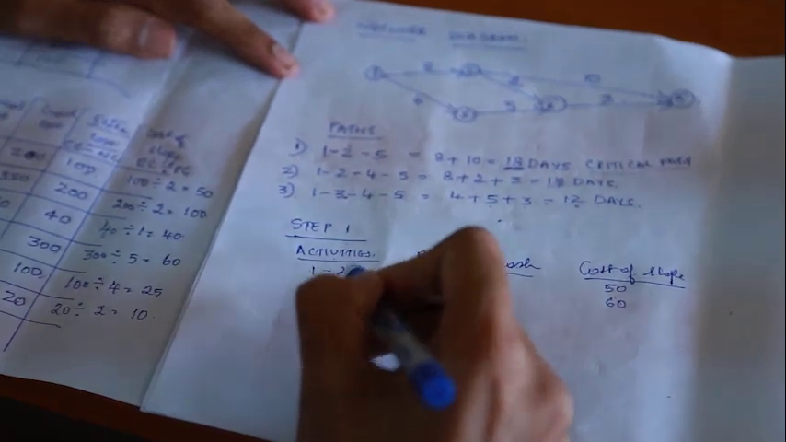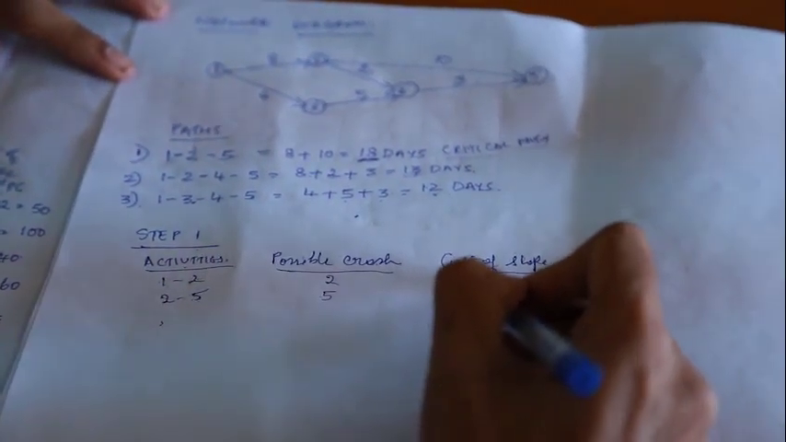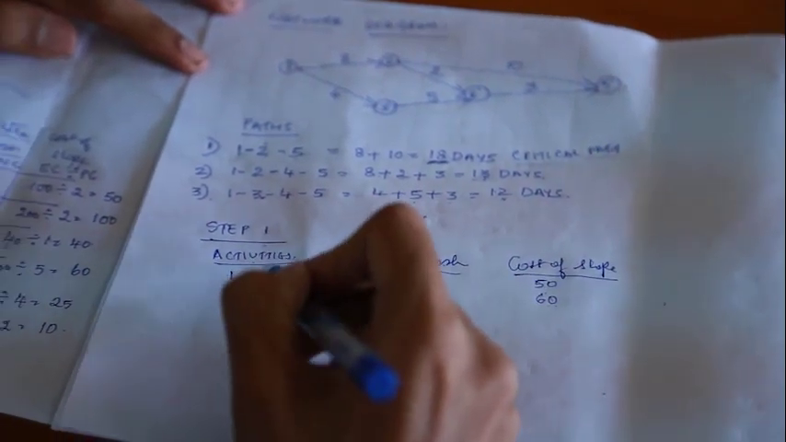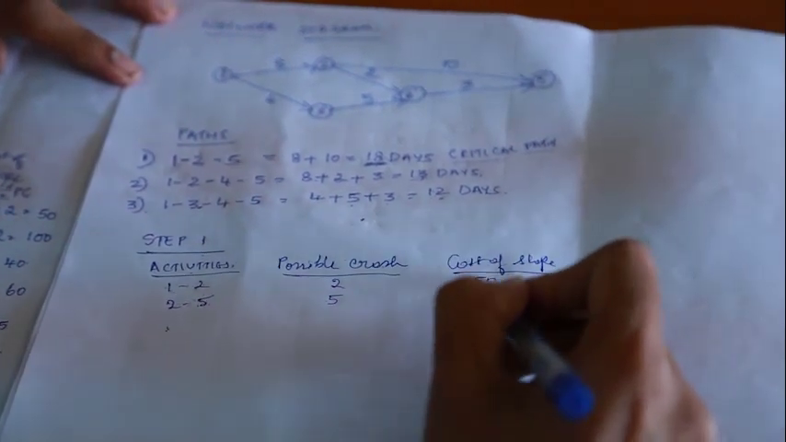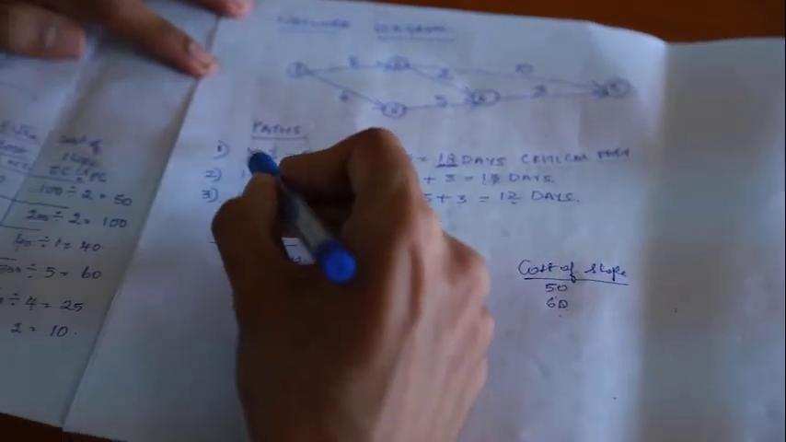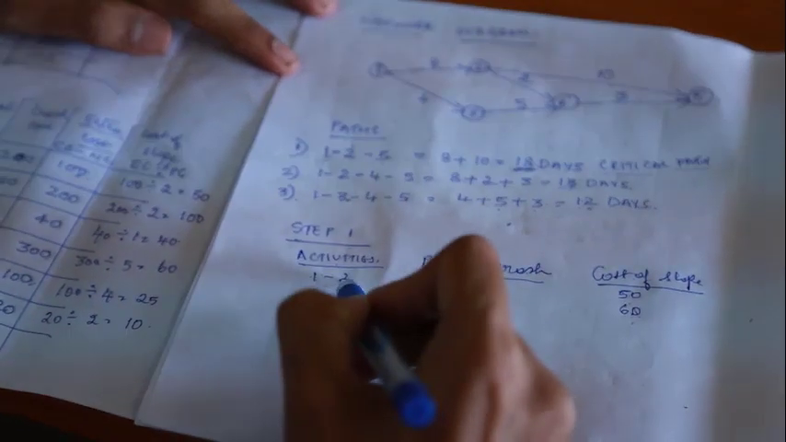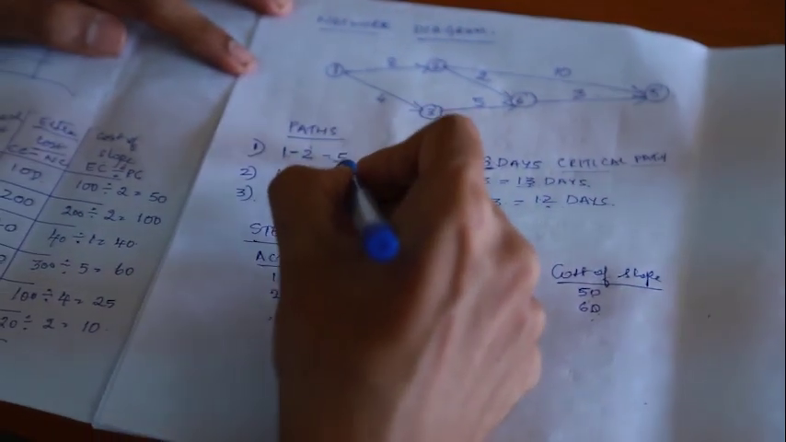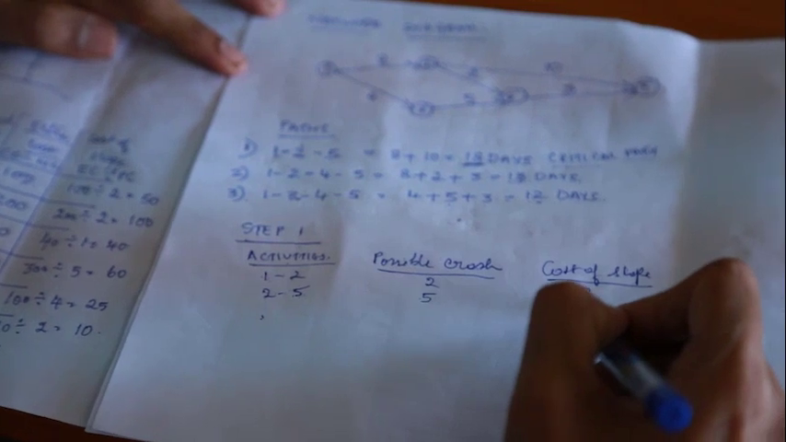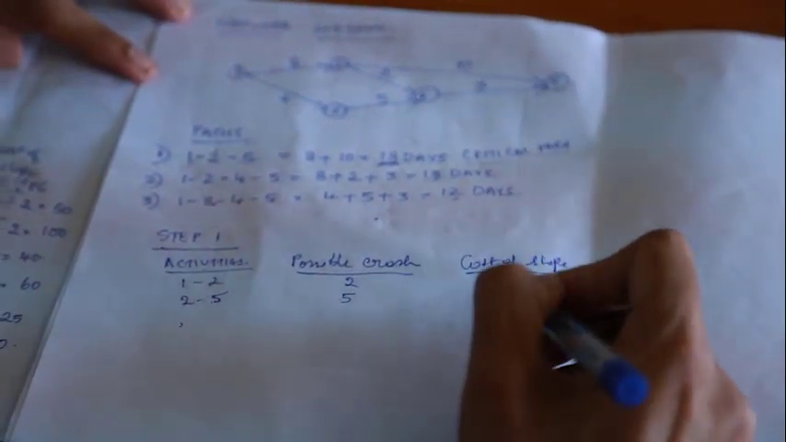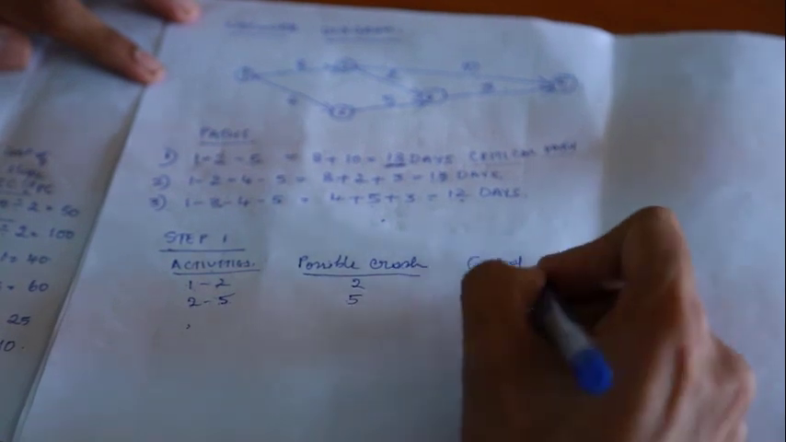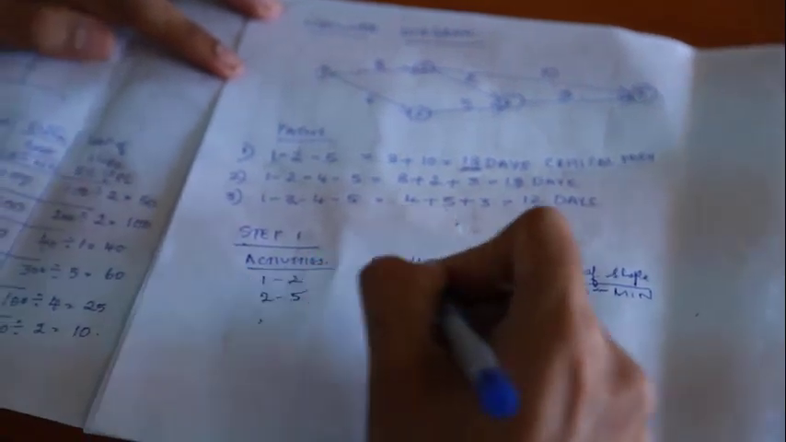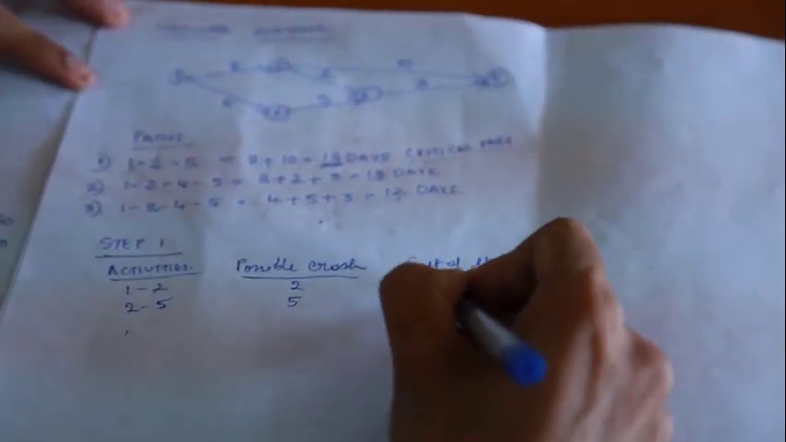I have to see the cost slope. For activity 1 to 2 it is 50 and for activity 2 to 5 it is 60. I have to select the activity which has the least cost slope. Activity 1 to 2 has 50 as its cost slope and activity 2 to 5 has 60. If I compare 50 and 60, the minimum is 50, so I'm going to select activity 1 to 2 because it has the minimum cost, which is 50.